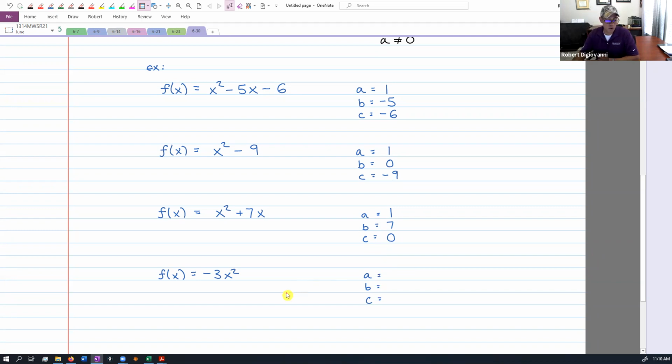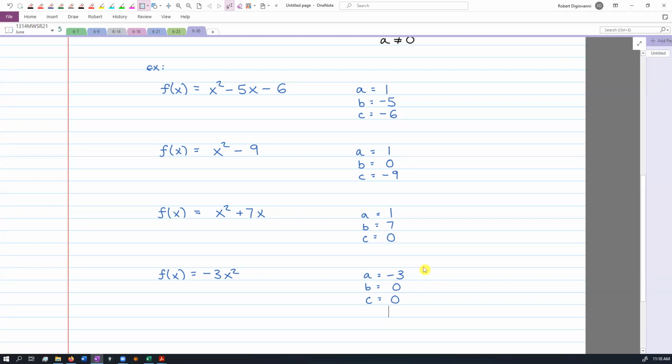Okay, so this is quadratic because we have x squared. The number in front of that x squared is -3, so that's A. How about B and C? We don't have an x, right? So that would mean B is 0. We don't have a number by itself, so that means C would be 0. Is that all making sense? Are there any questions on that?